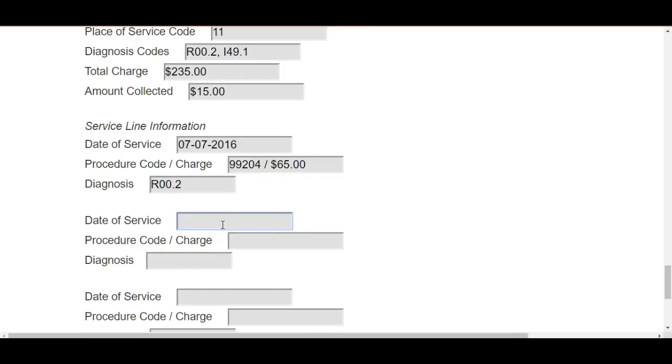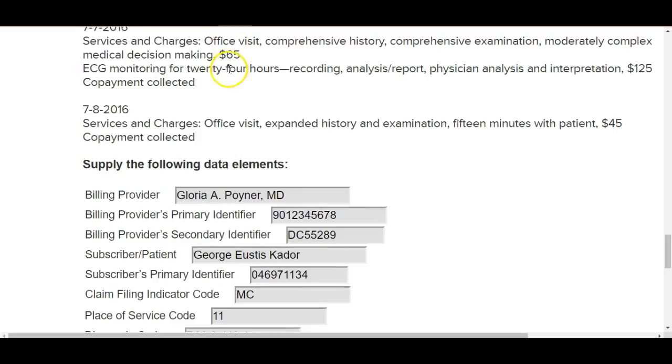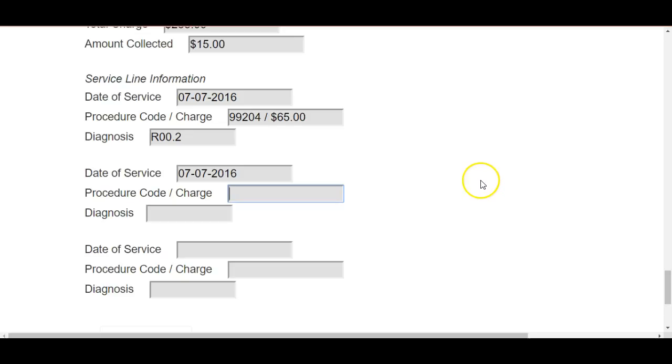And then we have another one for the same day, 2016. The procedure code for the EKG monitoring. So that first one was for the office visit, this one for the monitoring EKG for 24 hours: recording, analysis, report, physician analysis, and interpretation. That one is $125, and that CPT code that you also do not have is 93224. That was $125 billable for that service, and the diagnosis code associated with that one is also the R00.2.